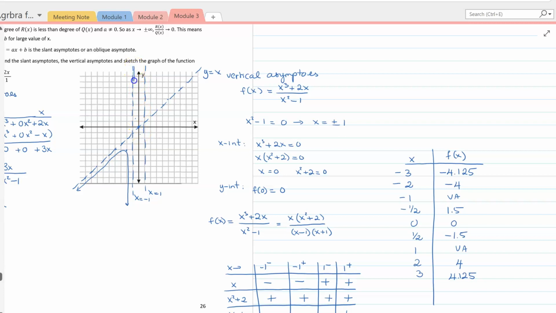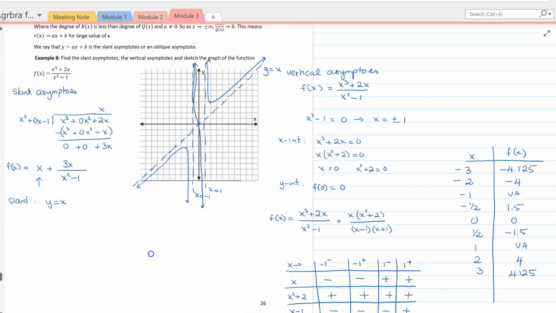So the middle section goes like this. And then the right hand side, 2, 4. 3, 4.125. So that is the graph of f of x equal to x to the third plus 2x divided by x squared minus 1.